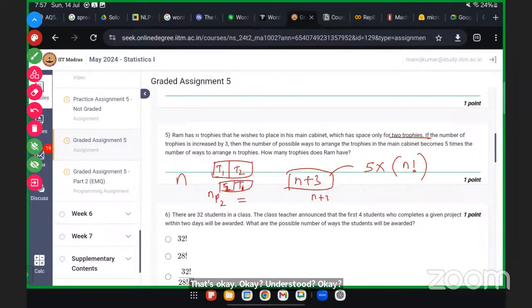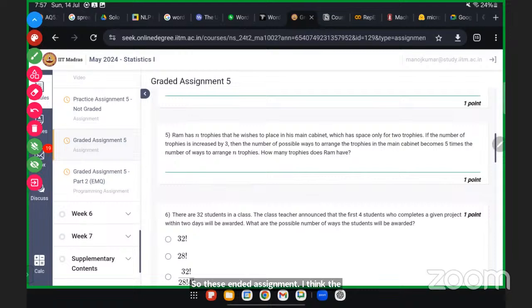Did you have a doubt in activity 2? Oh, somebody. Sir, of this graded assignment, I think question number 11 has wrong options, sir. It doesn't have the correct option. Question number 11.